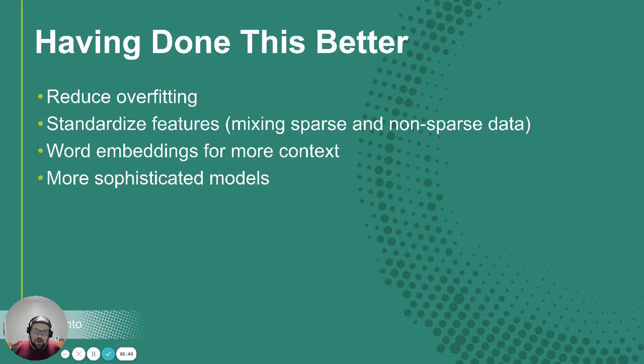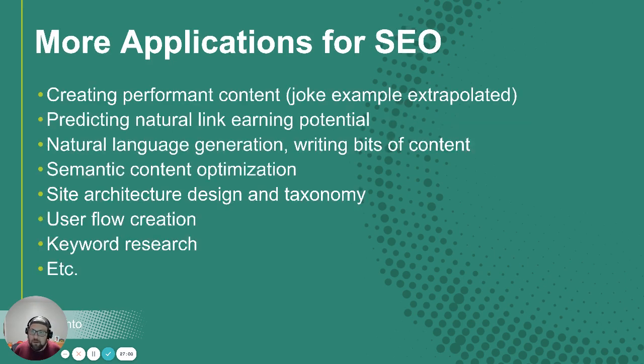I standardized features. I sort of did this thing where I mixed different types of vectors with sparse and non-sparse data. We could have leveraged word embeddings and more advanced models like BERT or whatever to add more context to the jokes themselves, more sophisticated models. So that's a high-level overview of natural language processing. I know this is a lot if you're unfamiliar, but I do recommend taking the time to try to understand it and go through these examples after you watch this, and I think you'll get a lot out of it.